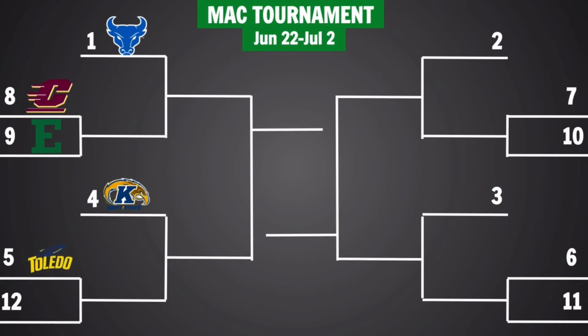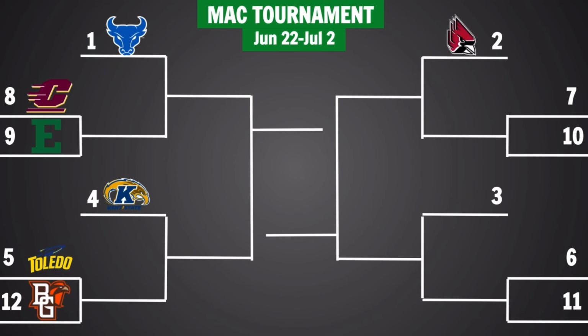As for the 5 seed, we got Toledo coming in. They're going to play the 12 seed being Bowling Green for a chance to play Kent State in the quarterfinals. Of course, Bowling Green was just awful last season. I think we all can agree there, as they were probably the worst team in the FBS, I will say. But as for the 2 seed, that's going to be Ball State. They had a good 2020 season.